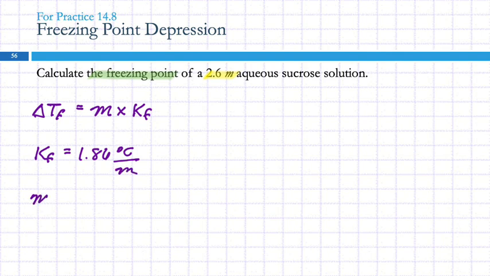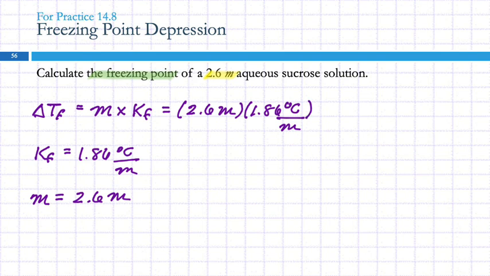And they gave us the molality, 2.6 molal. So we're just going to put these numbers in here. I've got 2.6 molal times 1.86 degrees Celsius per molal. The molalities cancel out. 2.6 times 1.86, 4.836 degrees Celsius with 2 sig figs.